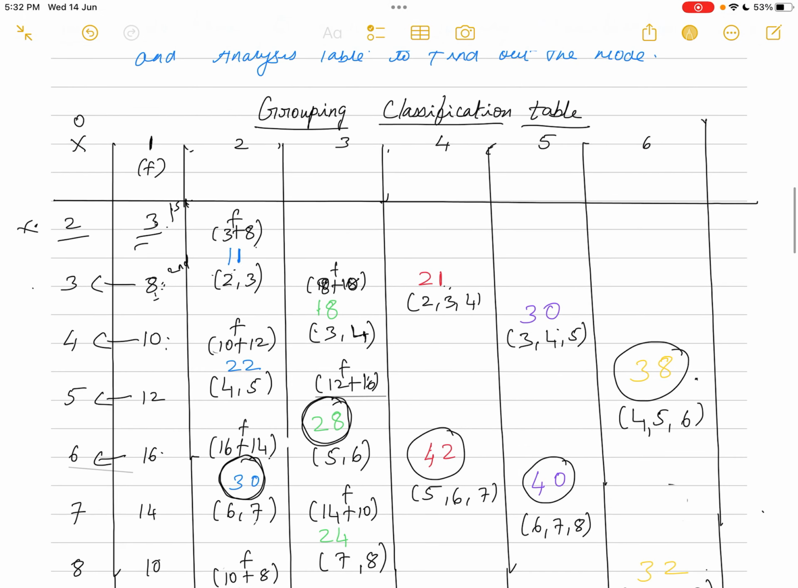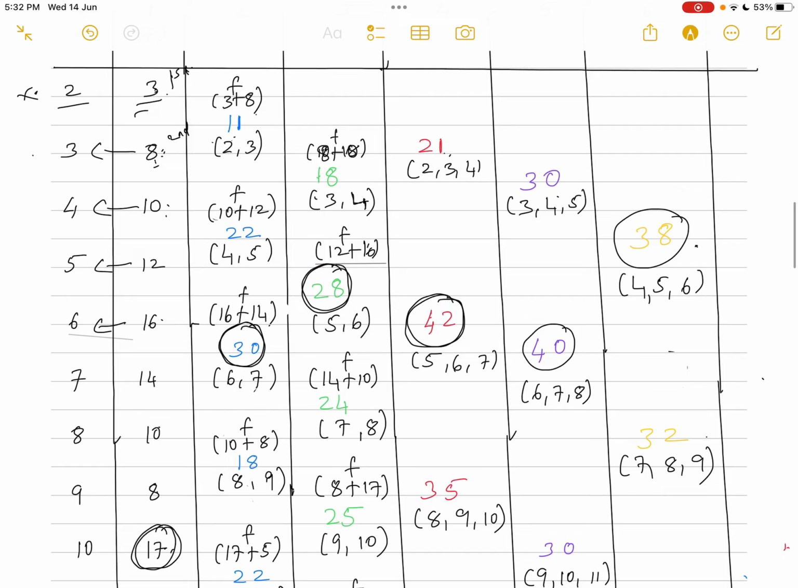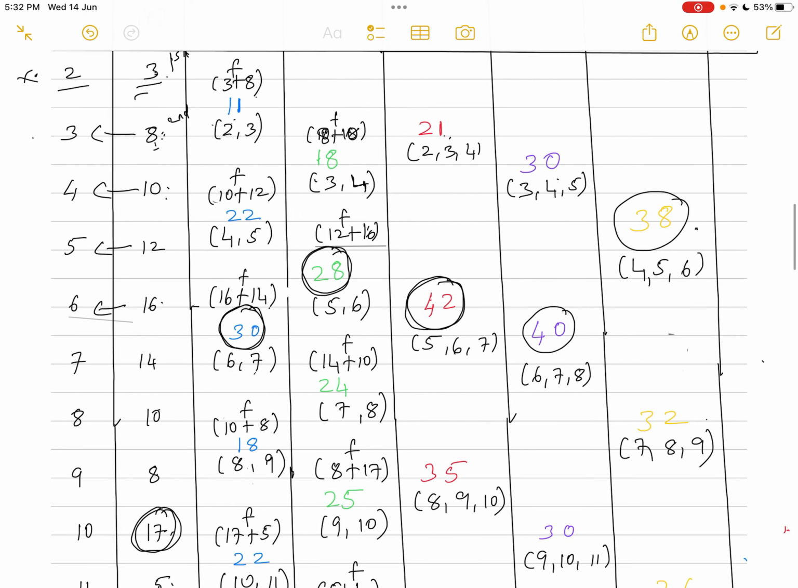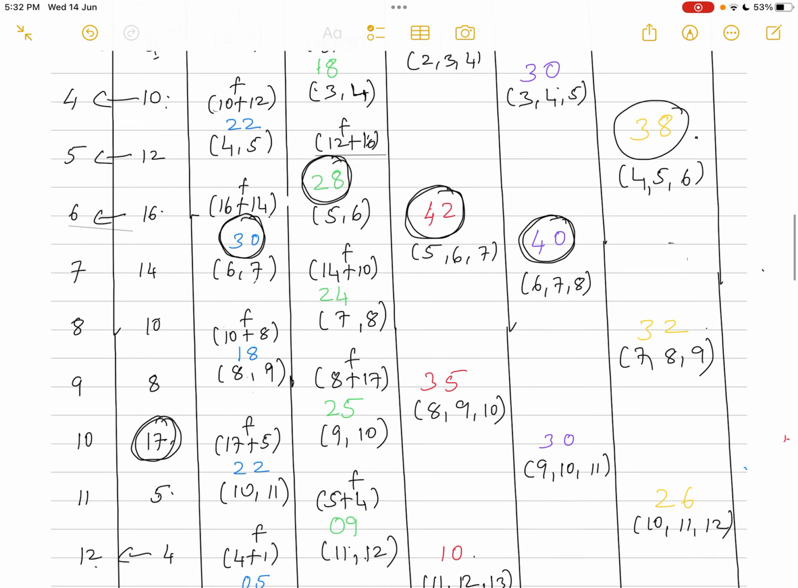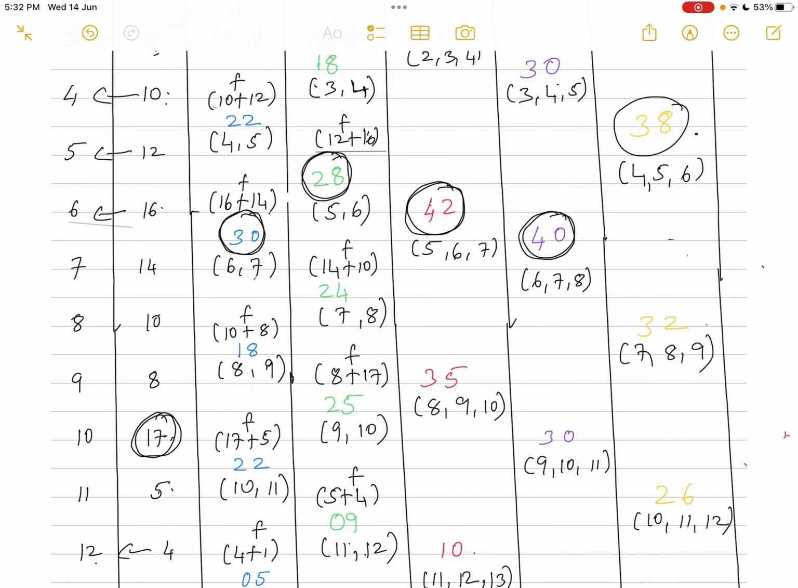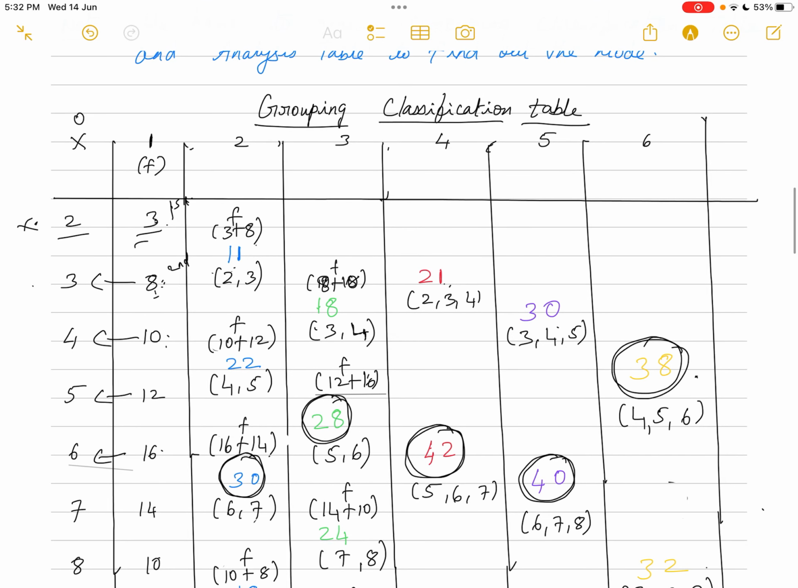In column 4, you can see 21, 42 and 35, the highest is 42, so circle the 42. Then in column 5, 30, 40 and 30, so 40 is the highest one, so circle the 40. And then finally in column 6, 38, 32 and 26, so 38 is the highest, so circle the value 38. Okay, so this is the grouping classification table.